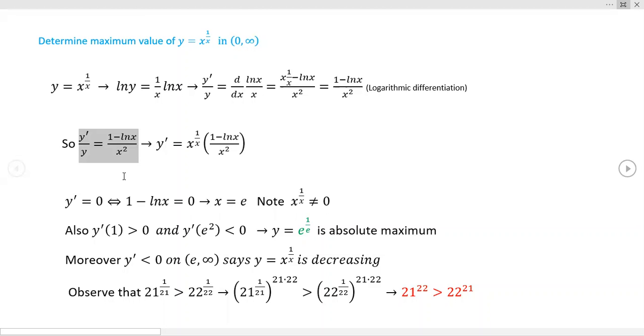Now, we're not done because we found y prime over y. So if we multiply by y here, which is x to the 1 over x, we get this expression for y prime. Now, notice that the x squared is always positive. x to the 1 over x is certainly always positive. So the only thing that's alive is really the numerator here.